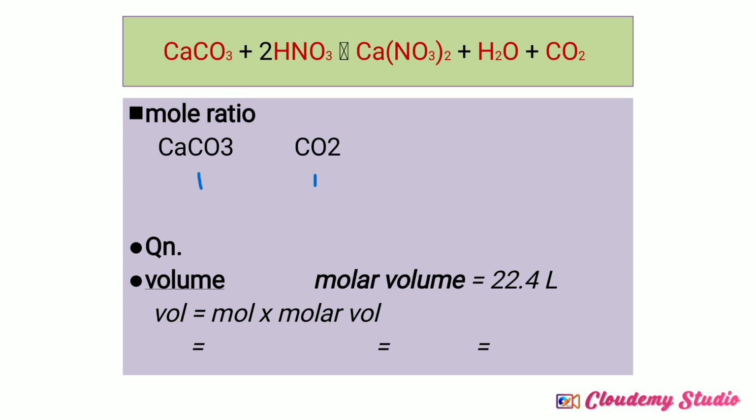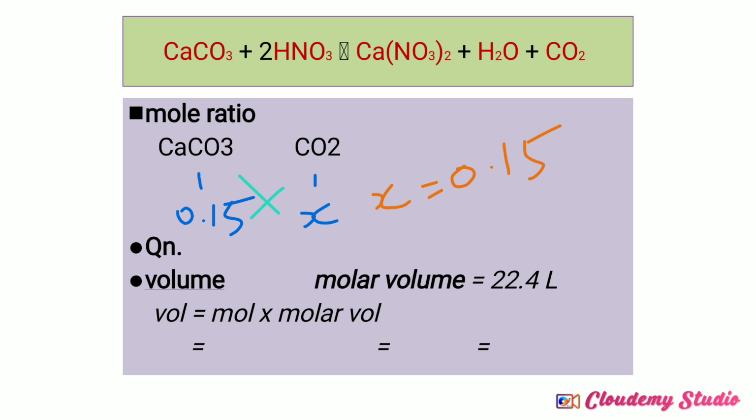Calcium carbonate, what's the mole we have got? 0.15 calcium carbonate. So carbon dioxide mole X. How to find this? Cross multiplication. On cross multiplication, the value of X is equal to 0.15. 0.15 mole of carbon dioxide we have got now.